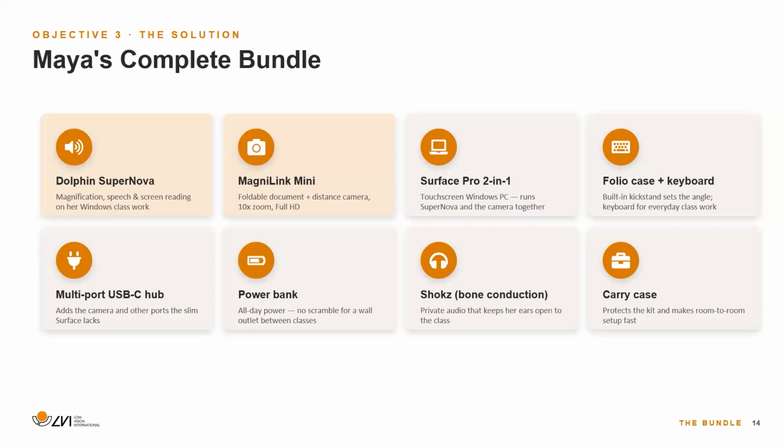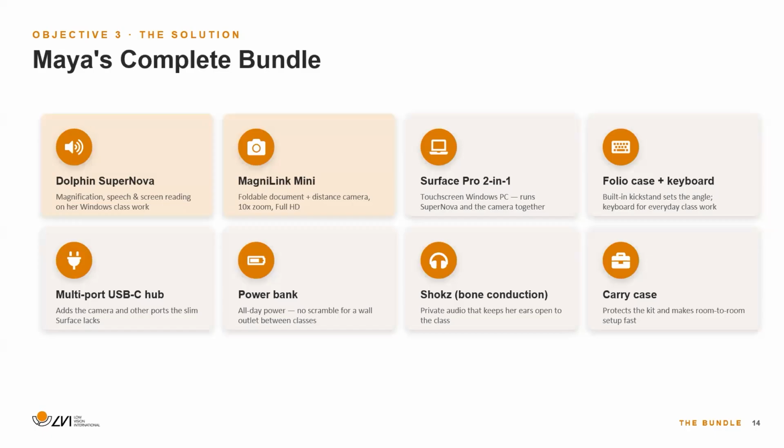She does need to have a powerful camera, that 10x optical zoom, because she sits at the back of a class. She's going to need that kind of camera to grab those images from the front of the classroom and present them with a very crystal clear image quality. So the MagnaLink Mini. And for her device, we're calling it a Windows 2-in-1. For her, it's a Surface Pro. It's touchscreen. She can pair this with a Folio case and keyboard.